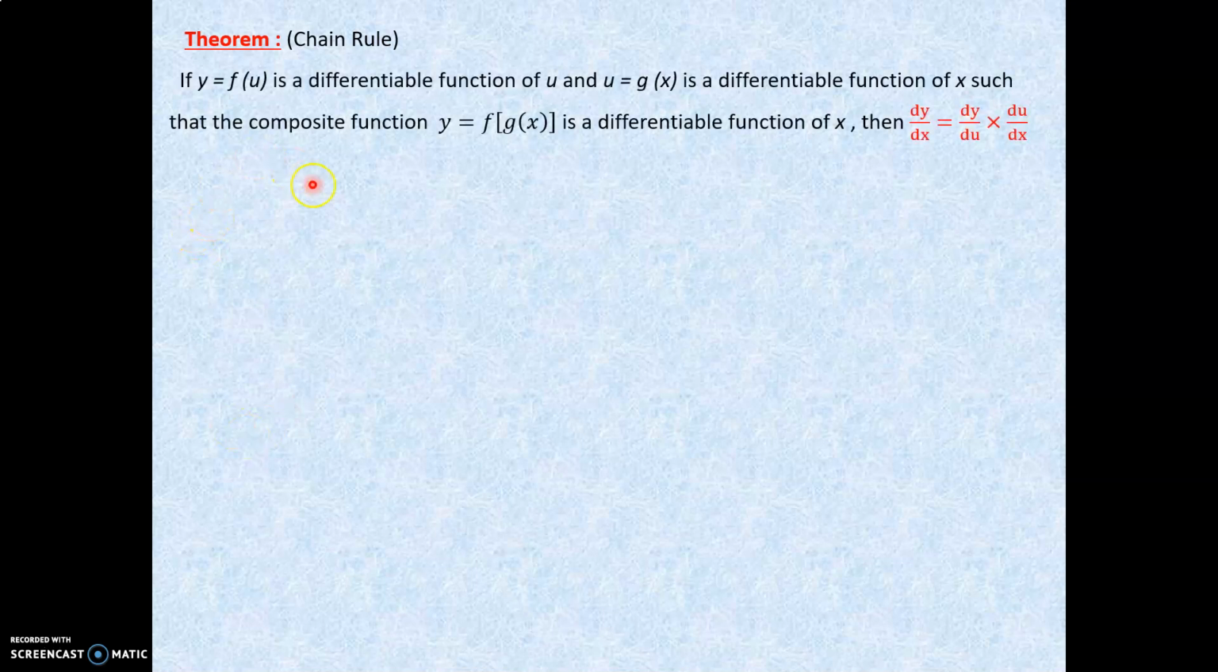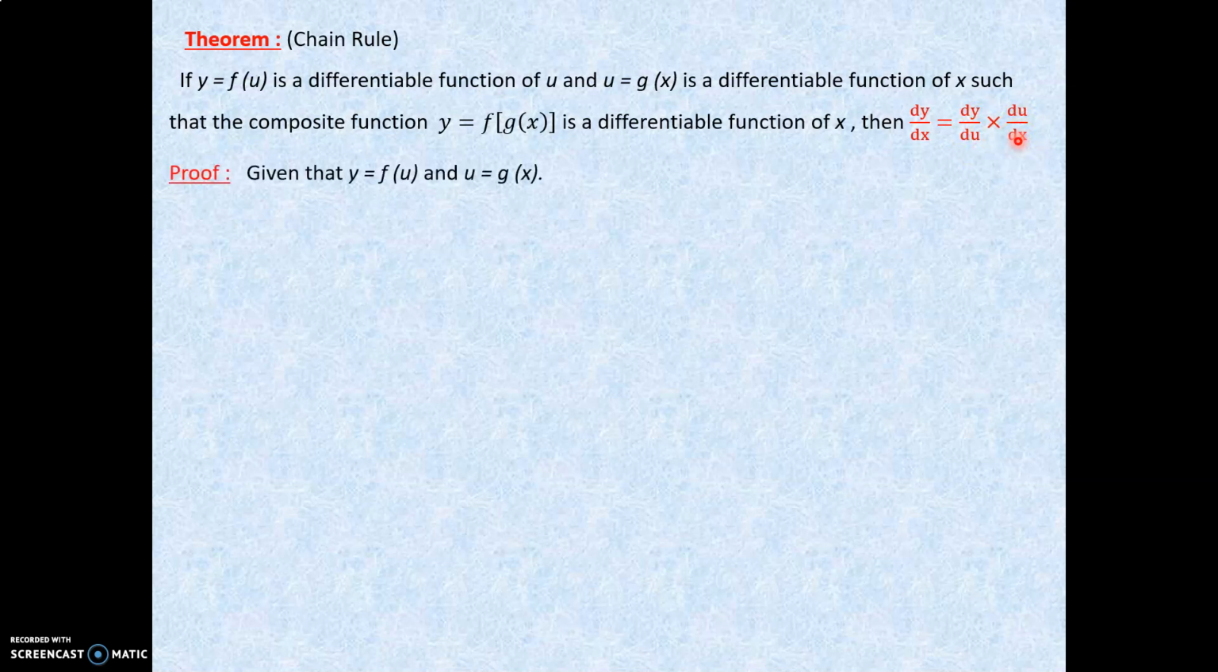If y is equal to f of u is a differentiable function of u, and u is equal to g of x is a differentiable function of x, such that the composite function y is equal to f of g of x is a differentiable function of x, then the chain rule is this one: derivative of y with respect to x, dy upon dx, is equal to dy upon du into du upon dx.